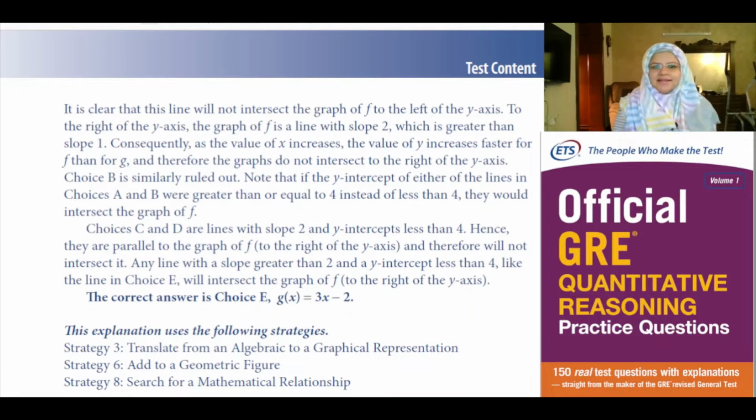It is clear that this line will not intersect the graph of f to the left of the y-axis. To the right of the y-axis, the graph of f is a line with slope 2, which is greater than slope 1. Consequently, as the value of x increases, the value of y increases faster for f than for g, and therefore the graphs do not intersect to the right of the y-axis.